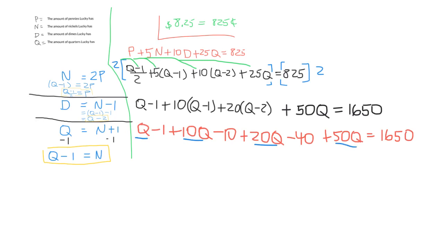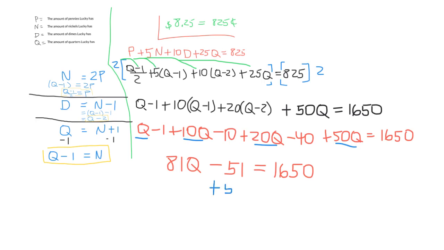So let's look at that. q plus 10q is going to be 11q, plus 20q is going to be 31q, plus 50q is going to be 81q. Now all the terms that don't have an underline, I'm going to combine those. So we have negative 1 plus negative 10 is negative 11, plus negative 40 is negative 51. So it's just going to be 81q minus 51, and that's going to equal 1650.